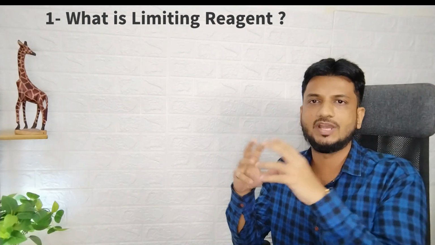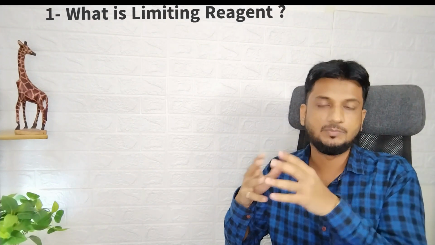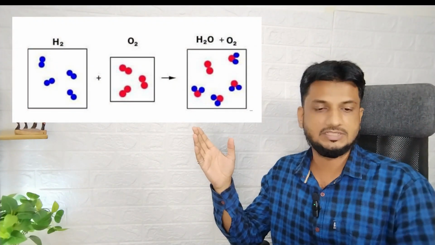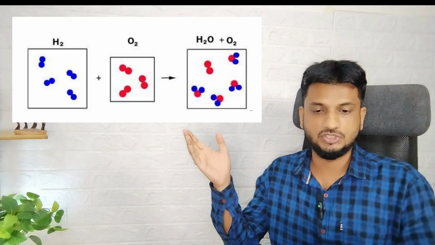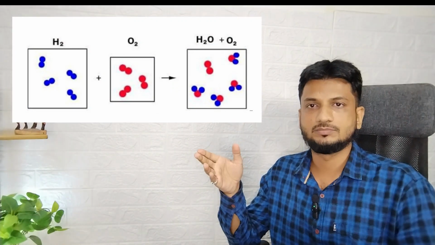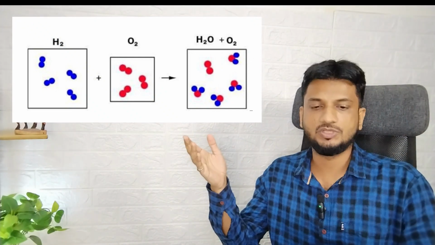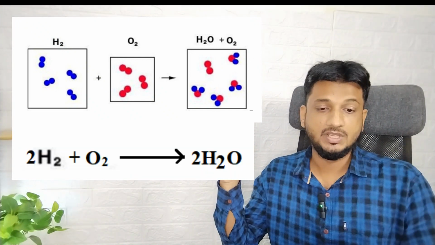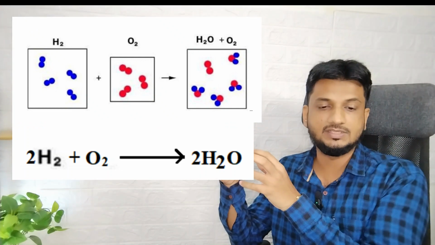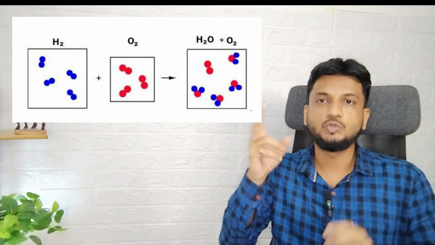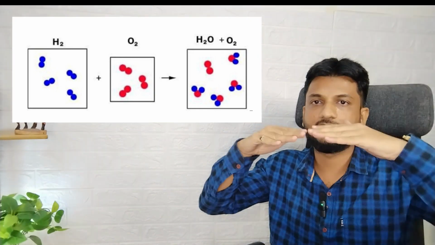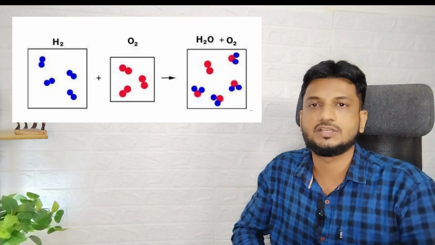So whenever we do reactions, guys, let's consider an example reaction. When hydrogen reacts with oxygen, it forms water. Simple, right? H2 plus O2 gives H2O. Now, what happens ideally is for every 1 mole of oxygen, we should have 2 moles of hydrogen. That goes for a balanced reaction.